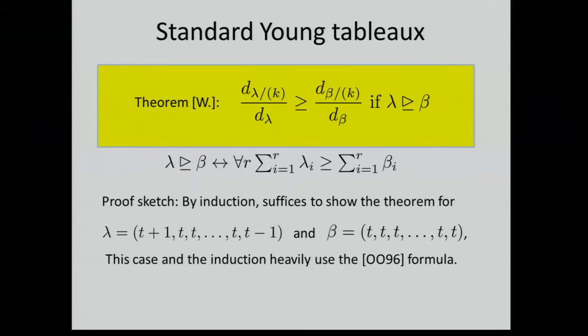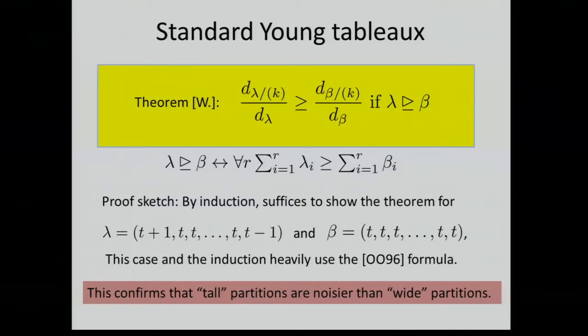Now the proof sketch is by induction. You don't have to do this for very many exotic partitions. You can just worry about this case by a whole bunch of induction, using the formula we saw before. It's not too terribly hard to do, and it's not too instructive to see. And so this really confirms that the tall partitions are noisier than the wide partitions.